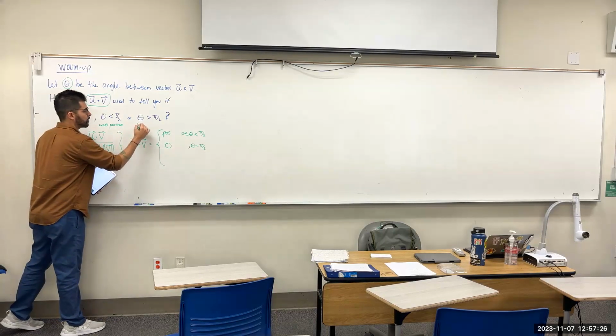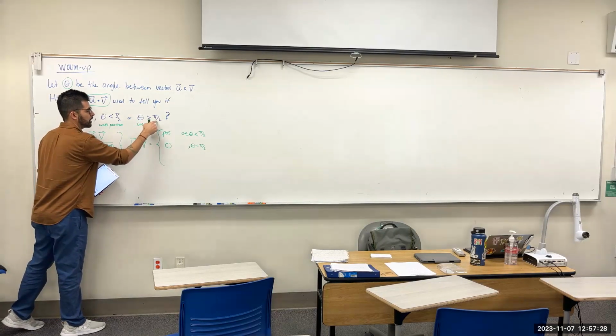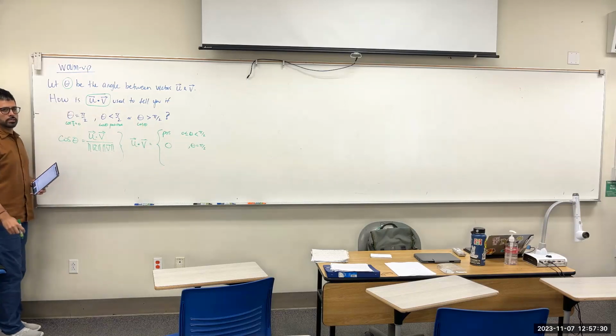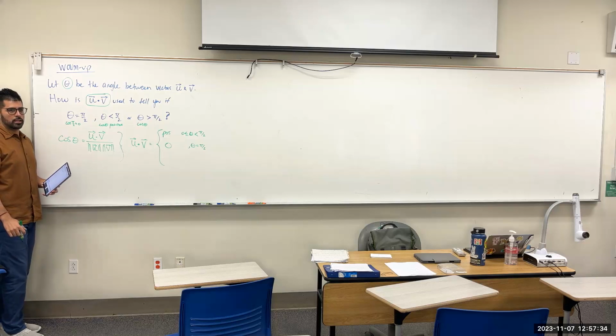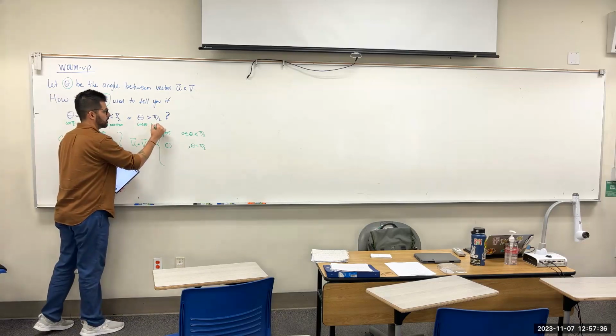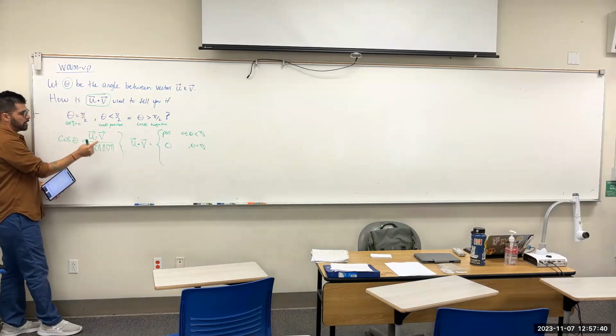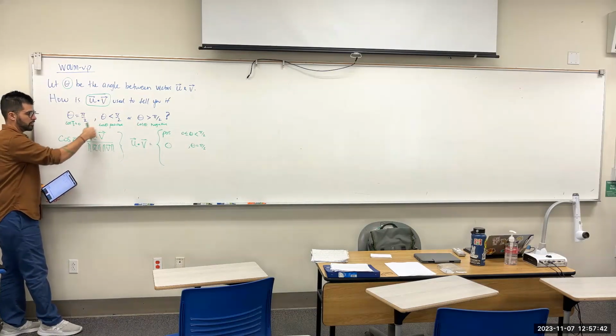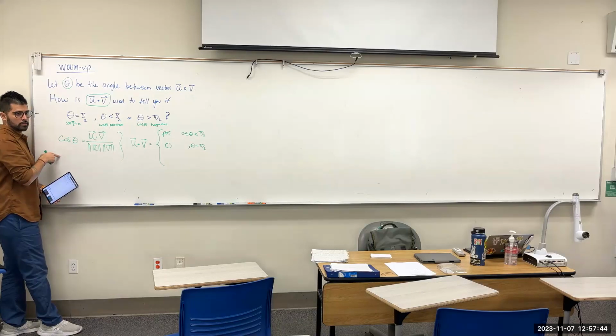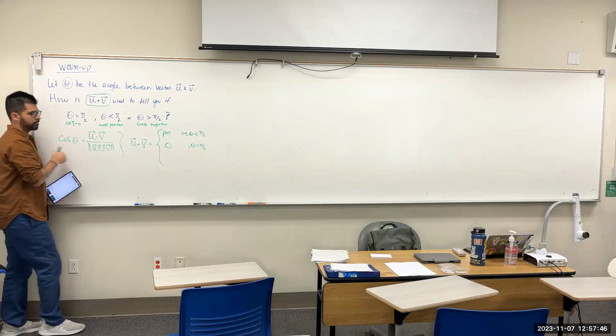Okay, what happens with cosine of theta when you plug in an angle bigger than 90 degrees? Cosine is going to be what? It's going to be negative. So if cosine is negative, and then you have this divided by a positive, what does that tell you about the dot product? It has to be negative.